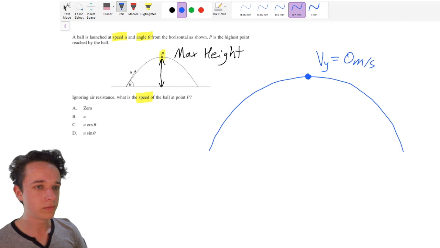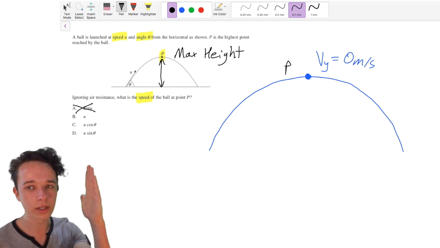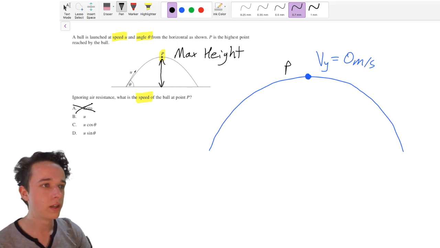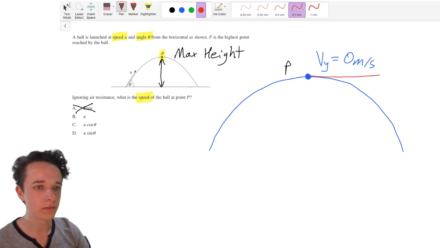Okay, so v of y is equal to 0 at the point P, right? Does that mean that the speed of the ball at point P is 0? No, it does not, because it's only 0 in the y component. It's not 0 in the x component. So what is the x component? What is v of x here? Actually, let's do that in a different color. What is v of x here?